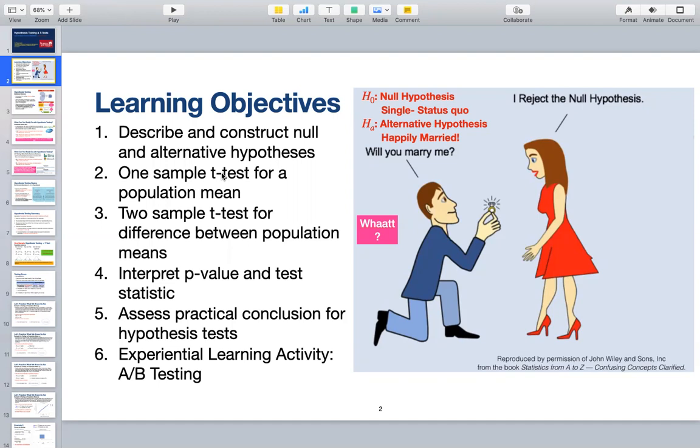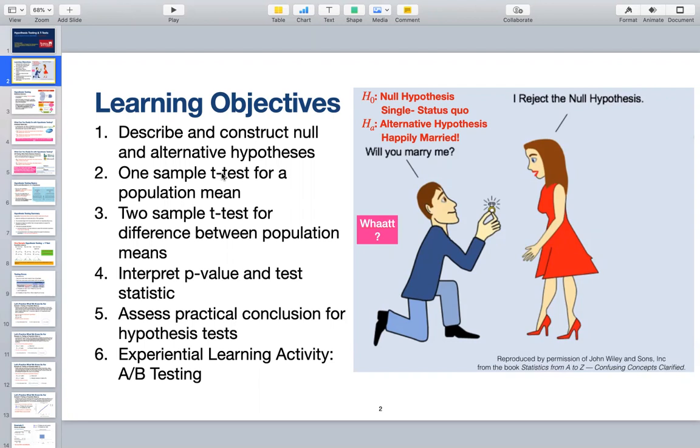So I want you to focus on the chart or picture on the right of the slide, and you look at a gentleman proposing to his significant other, right? And if we just assume that currently these two are single, and we represent their status quo in the null hypothesis. H0 here is the null hypothesis, right? They are all single. They will stay single, right? And in the alternative hypothesis, as you can see, the question is, will you marry me? And the alternative hypothesis is the case when these two get married, hopefully happily, right?